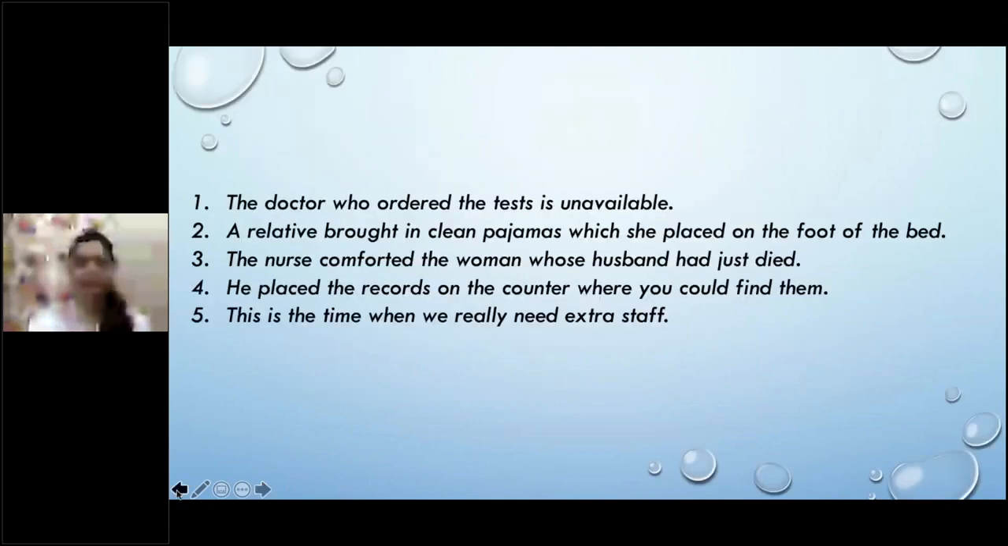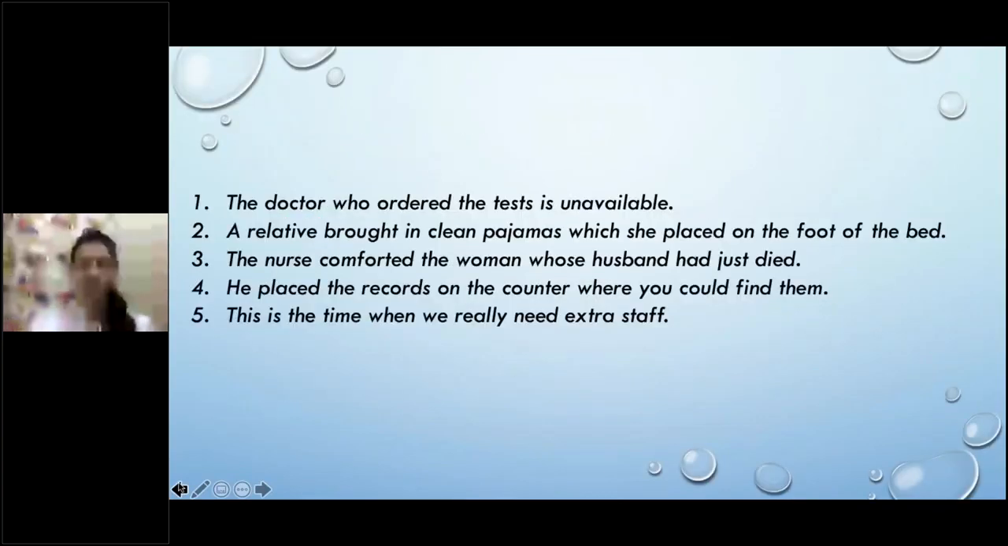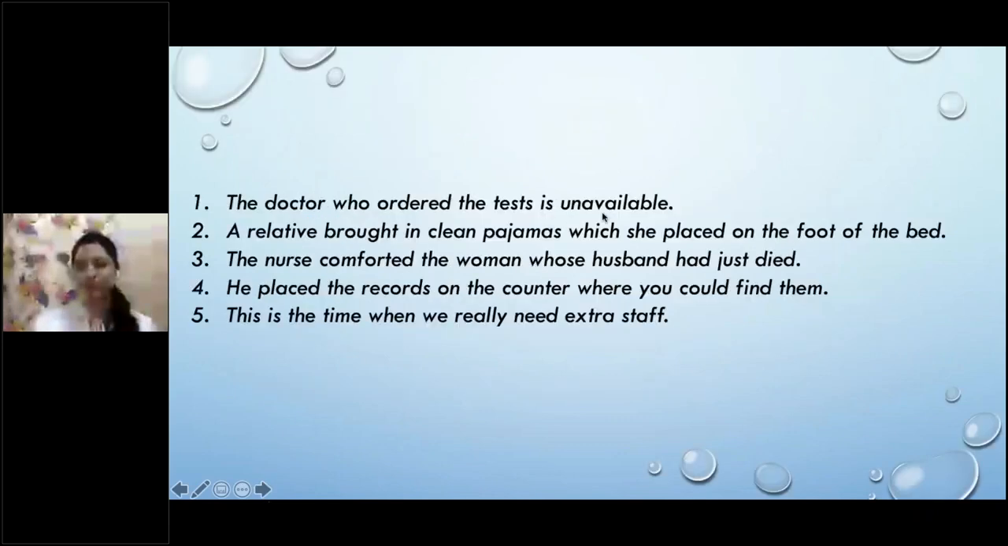So the first one becomes: the doctor who ordered the test is unavailable. The second one, the connector word was which. So: a relative brought in clean pajamas, which she placed on the foot of the bed. The third sentence was: the nurse comforted the woman. Her husband had just died. And the clue word was whose. So: the nurse comforted the woman whose husband had just died.